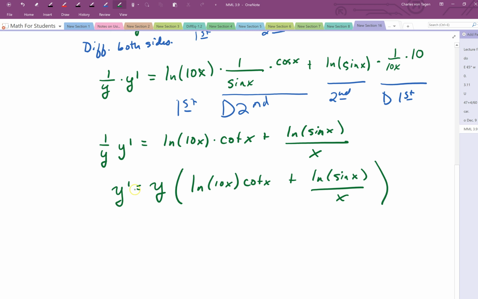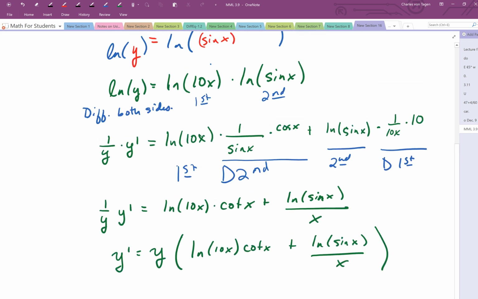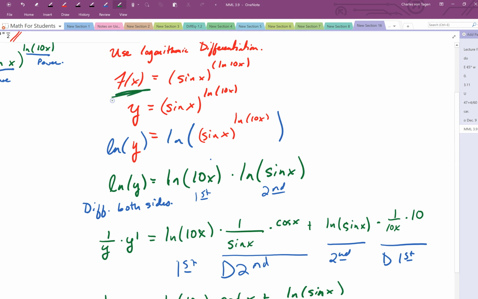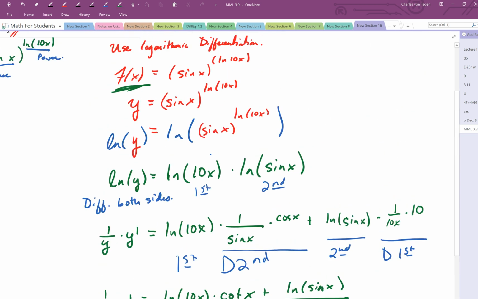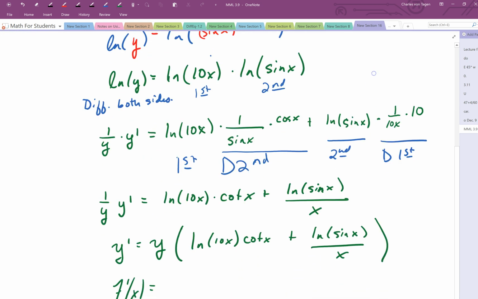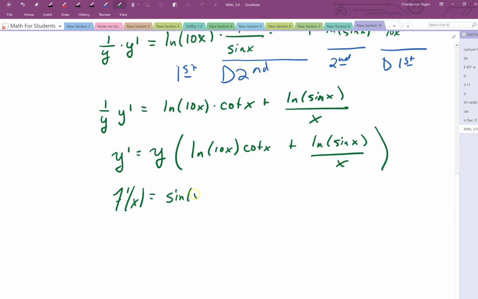okay. And then since our function actually was given to us by the name of f, I'd like to return to that. So let's go ahead and call this f prime of x is equal to, and then what was y? Well, y was just the original function, so I'm going to replace y here with the sine of x all to the natural log of 10x. All of this, let me just make sure that's clear, all of this right here is a back substitution of what y was holding the place of. And then I'm simply going to copy down the product.